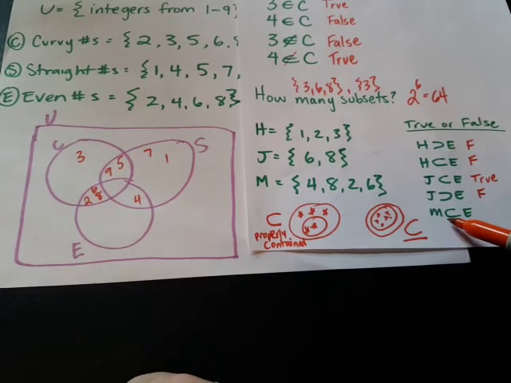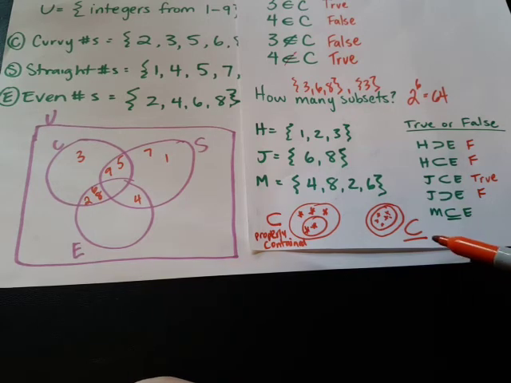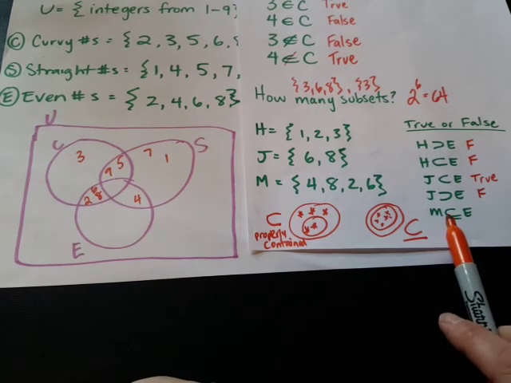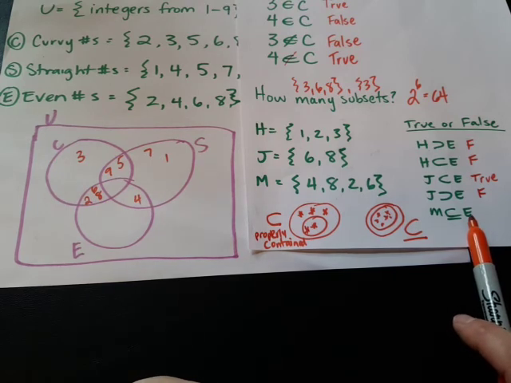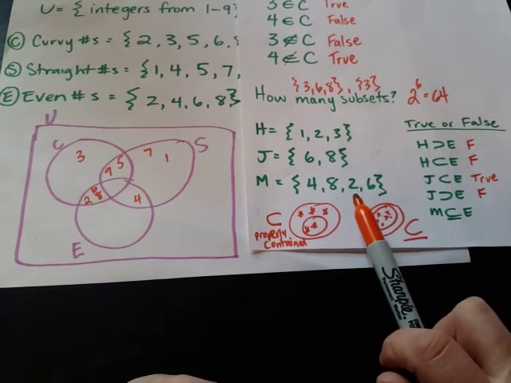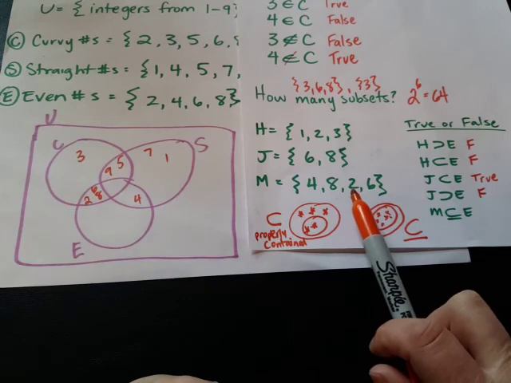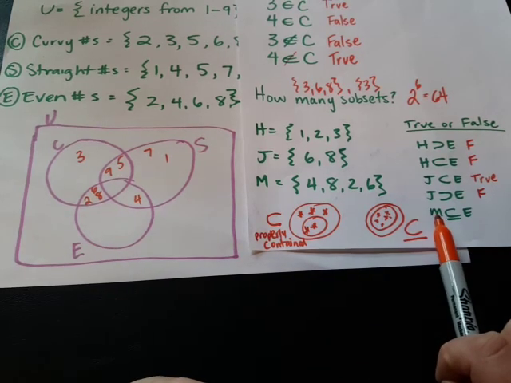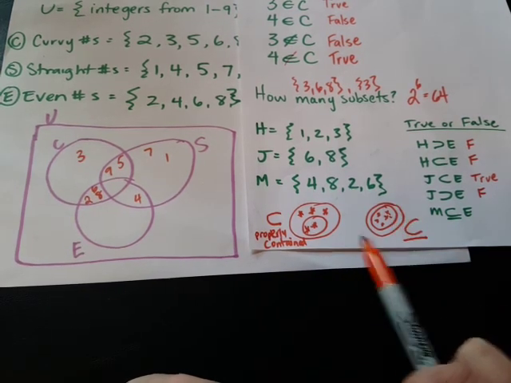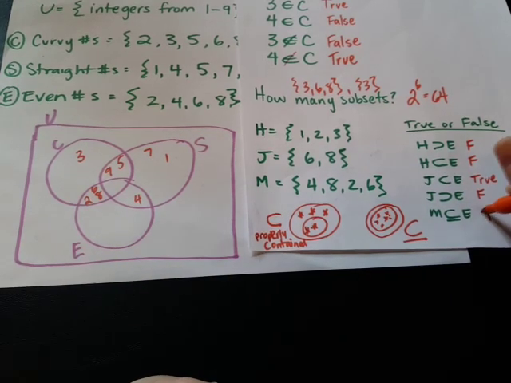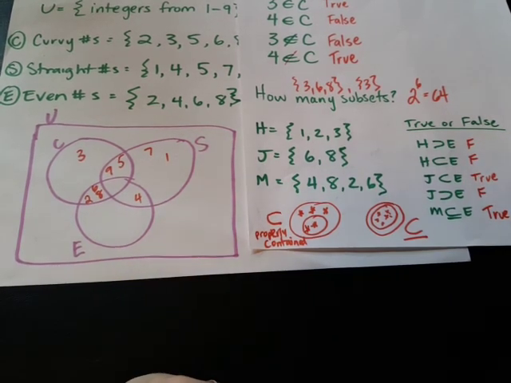And then lastly, the symbol with the little line underneath means that all the members are within. So is it fully contained within? So M, is it fully contained within E? And we would look at that and say, hey, this is actually the equal set. So yes, everything in M is contained within E. So in that case, that is absolutely true.